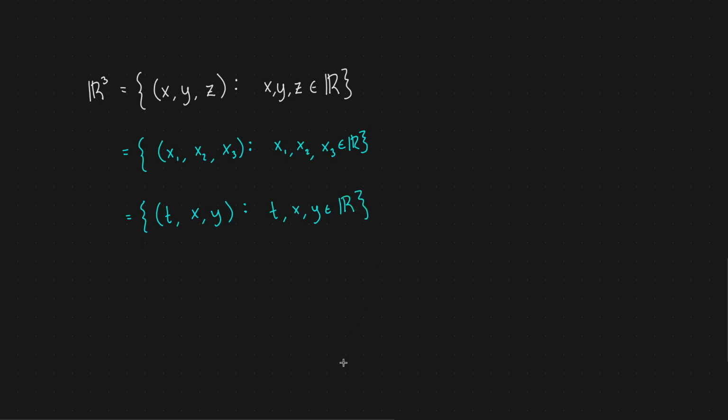Okay, so how do we represent this graphically though? Well, with R, we looked at a number line. When we went to R2, we needed two number lines that were perpendicular to each other. So with R3, we're going to add a third number line perpendicular to the first two. We want to be a little bit careful here because we want to preserve some orientations.